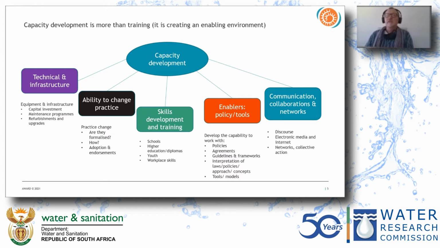And then lastly, communication, collaboration, networks. These actually assist with collective or collaborative capacity, where in a system you need to work with more than one component at a time. So we'll look at all of these, but just keep an eye on the fact that capacity development isn't only skills development and training.